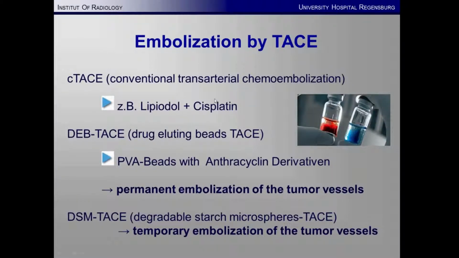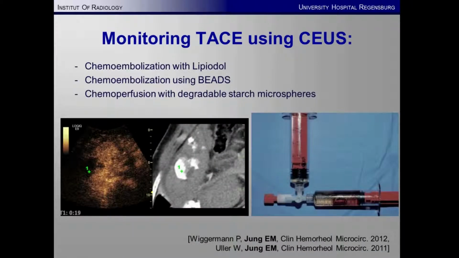We have 3 different kinds of TACE. Many years ago, the beginning was to use lipiodol with cisplatin. Now we use drug-eluting beads for a new kind of embolization, but we also optimized, in combination with CEUS, TACE using Embocept, a chemoperfusion. Look at this. The first step is that you prepare the injection for embolization and for the chemotherapy.